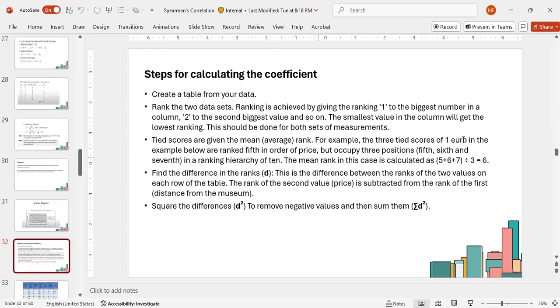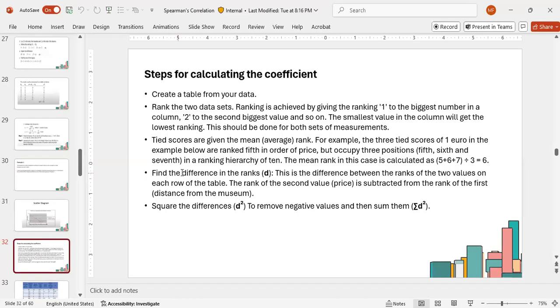How do you calculate this rank? The positions of these three shops were 5th, 6th, and 7th. So you add 5 plus 6 plus 7, and then you divide by the total number of shops. 5 plus 6 plus 7 equals 18. 18 divided by 3 is equal to 6. So when we are ranking, not positioning, these three shops that are selling these water bottles at €1, no doubt you position them at 5, 6, and 7, but you give each of these shops a rank of 6. That is the average rank.